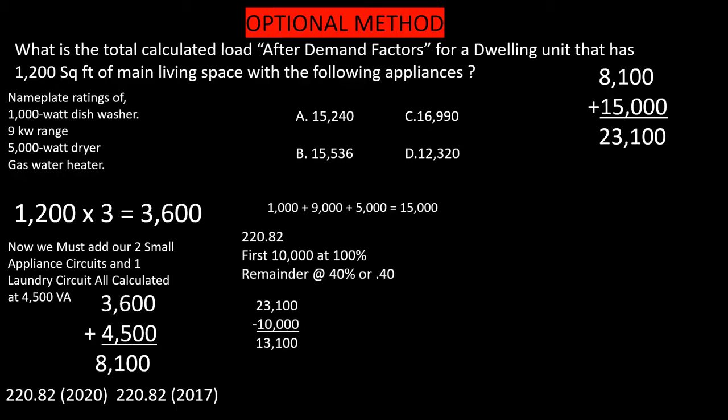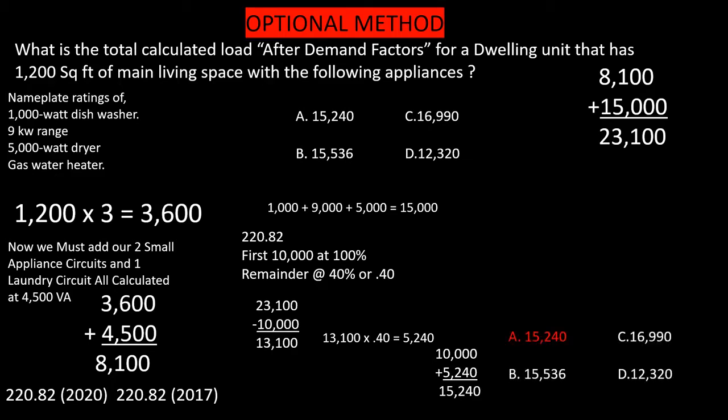Now we're going to do our demand factors. We are going to take 10,000 and set it to the side. So we take our starting total, subtract 10,000, and that's going to give us 13,100. Now we take 13,100, multiply it by the demand factor, which in this case is 0.40, and that's going to give us 5,240 VA in our reduced load. Then we're going to take 10,000, add back the reduced load, and we are going to get 15,240. And we're going to select A. Great job.